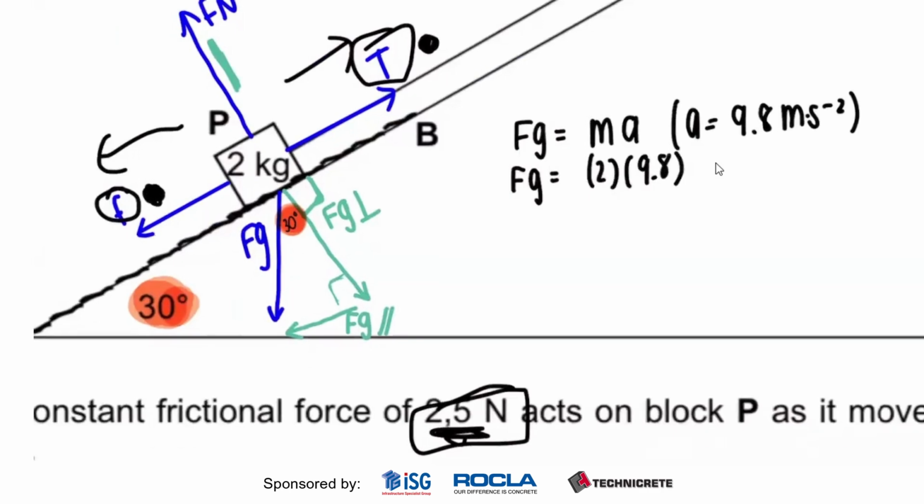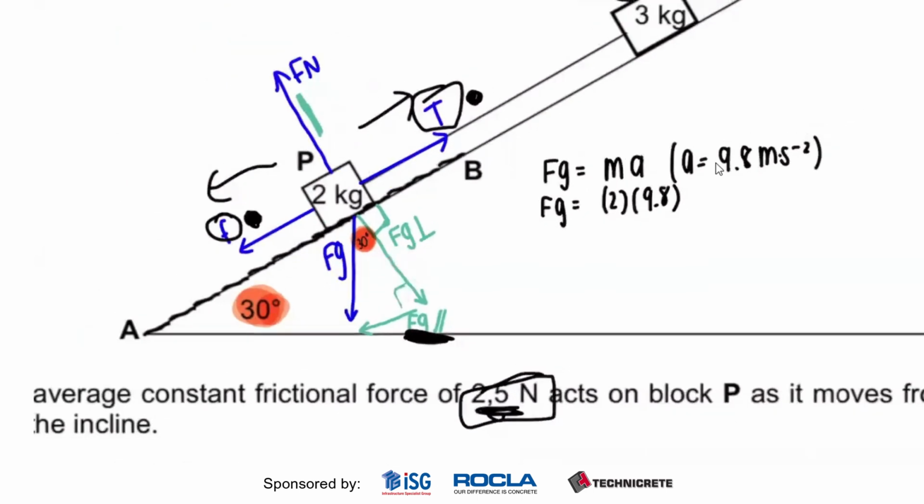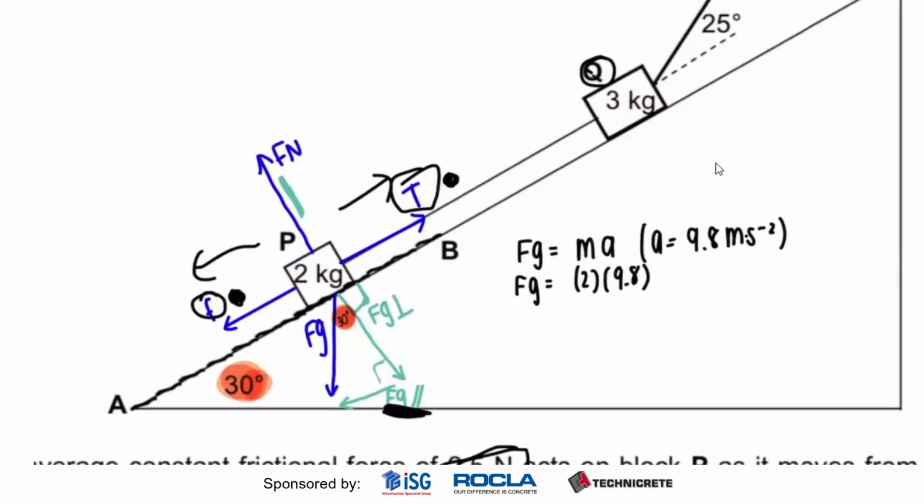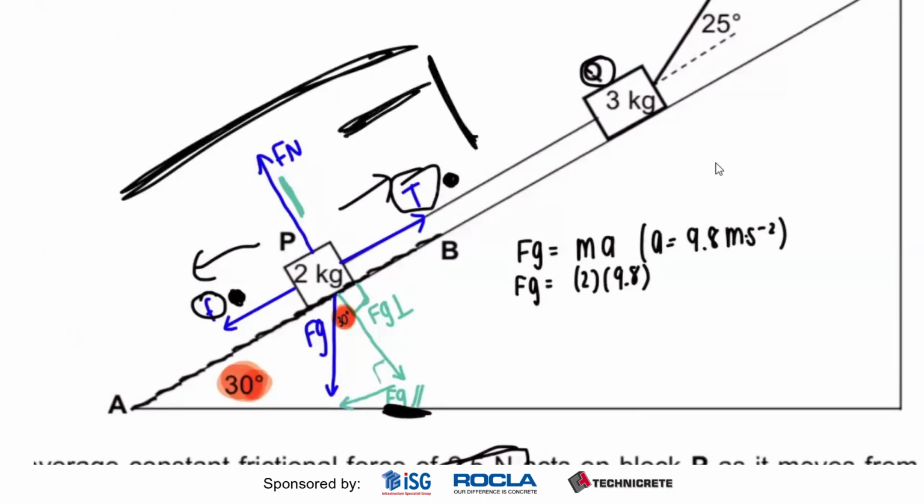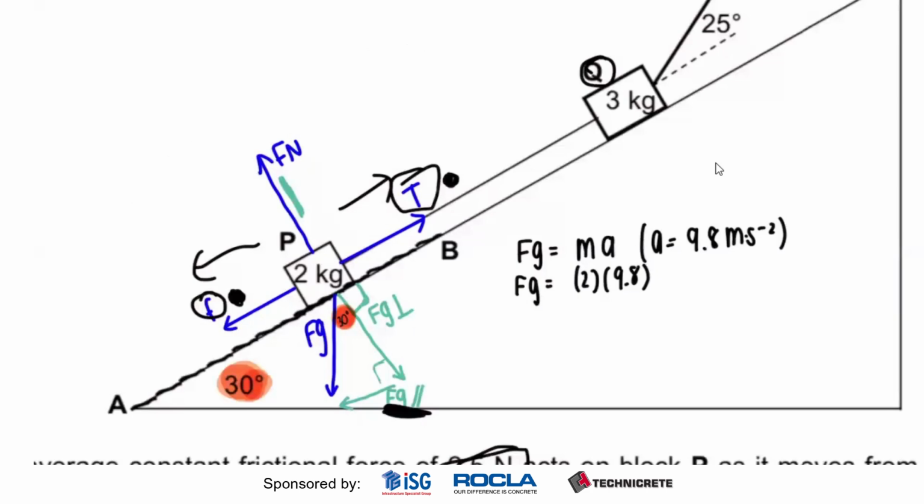Okay, we want to work out what the FG parallel is. FG perpendicular doesn't have anything to do with what the net force is, because we're just wanting the net force in this direction. The net force isn't acting in this direction, the net force is acting in that direction. So we only want the force of gravity parallel.